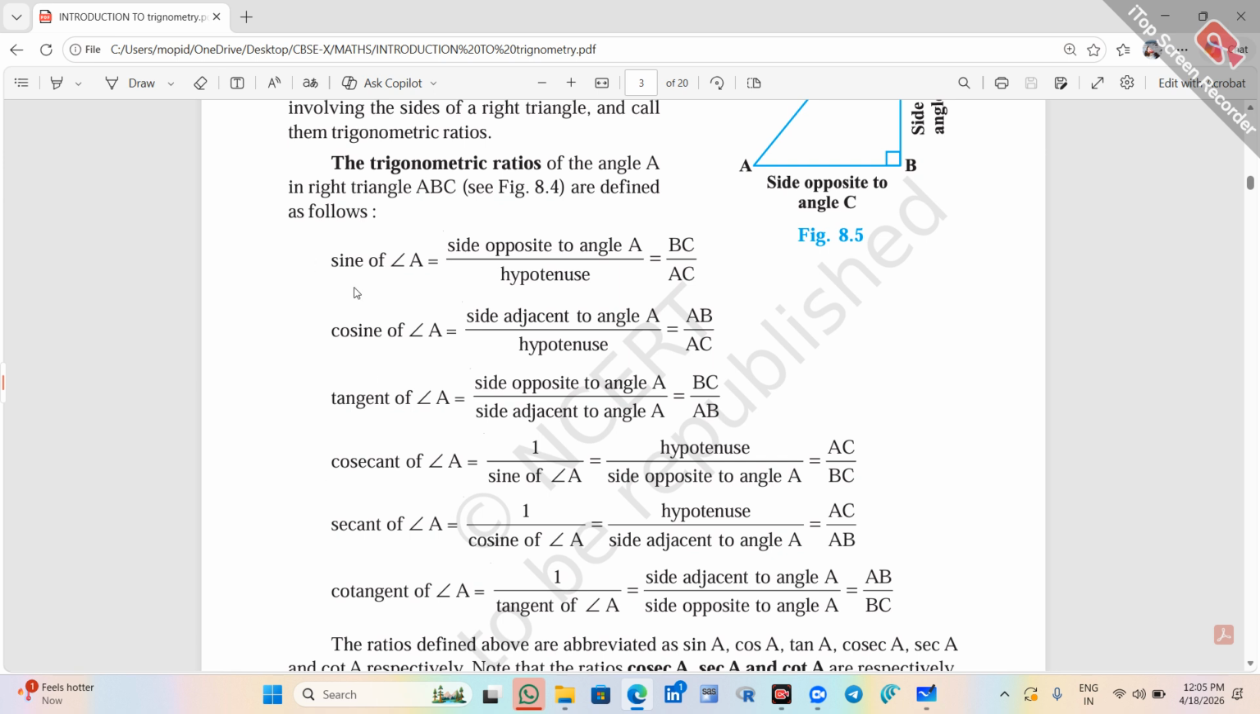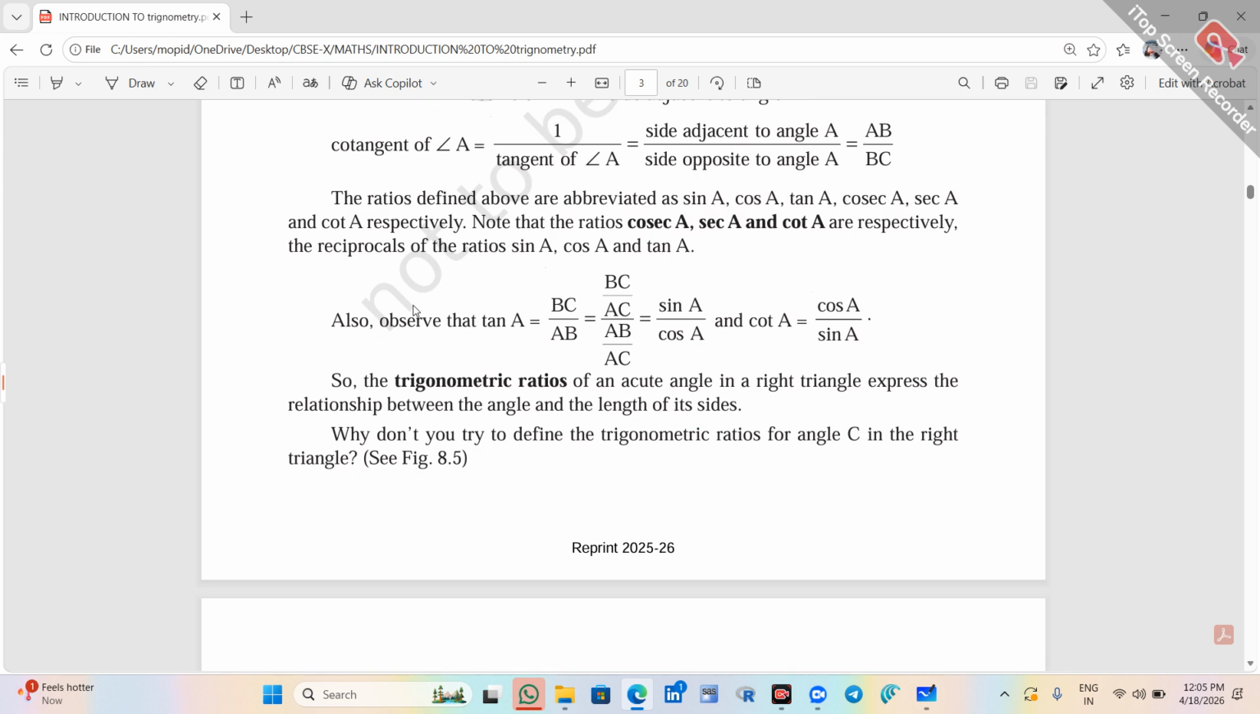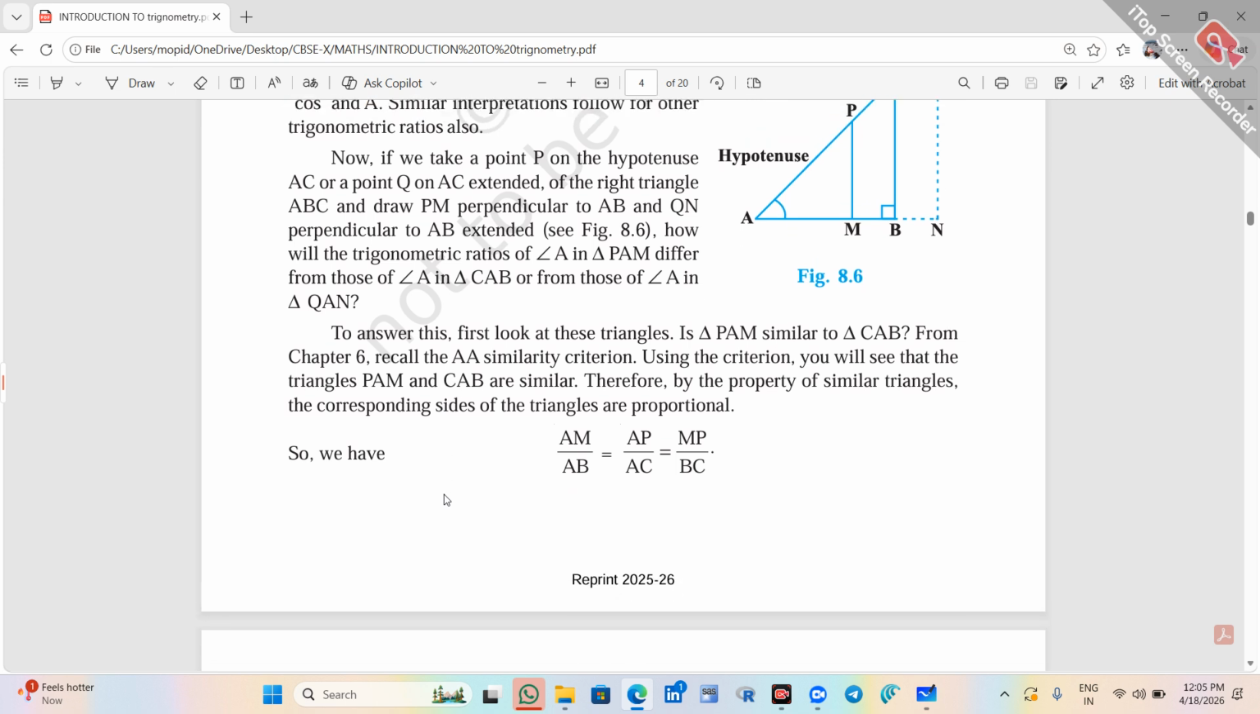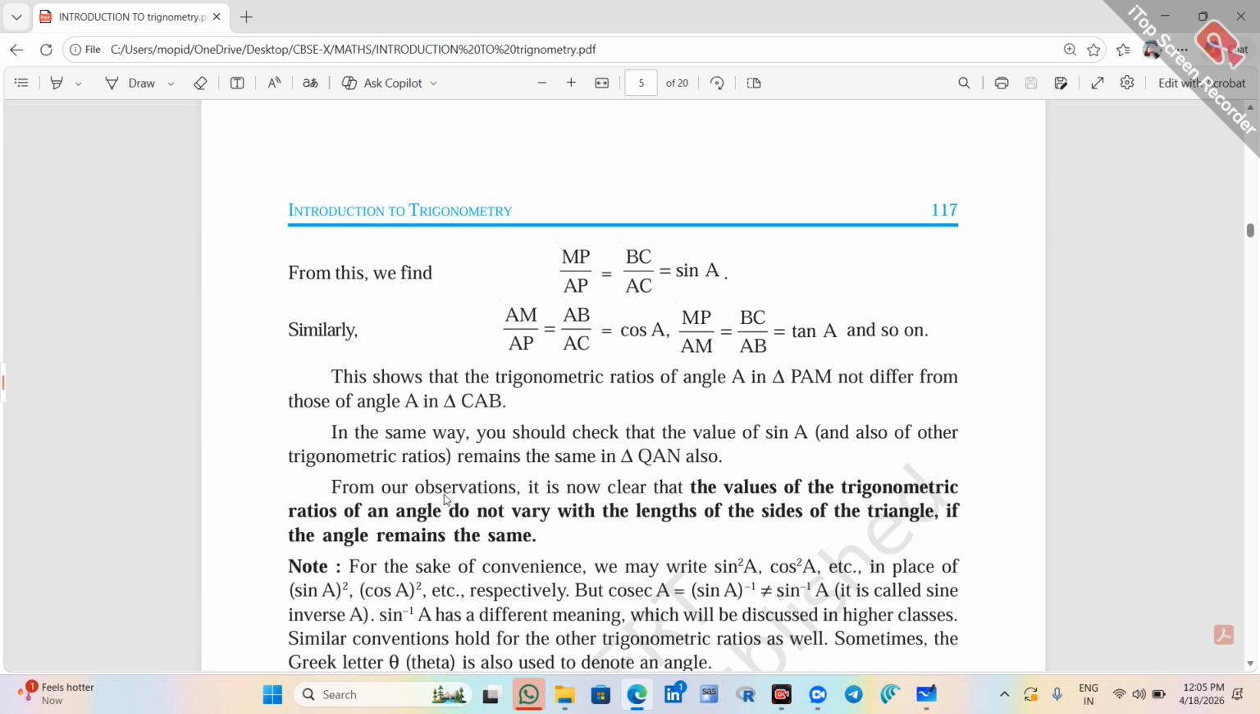In this, you especially have to learn sine theta and cos theta by heart. Sine theta is opposite side over hypotenuse. Cos theta is adjacent side over hypotenuse. I am stressing this much because the whole trigonometry lies in these ratios only. The trigonometric ratios of an acute angle in a right triangle express the relationship between the angles and the length of its sides. Why don't you try to define the trigonometric ratios for angle C in the right triangle? We can just easily find them.